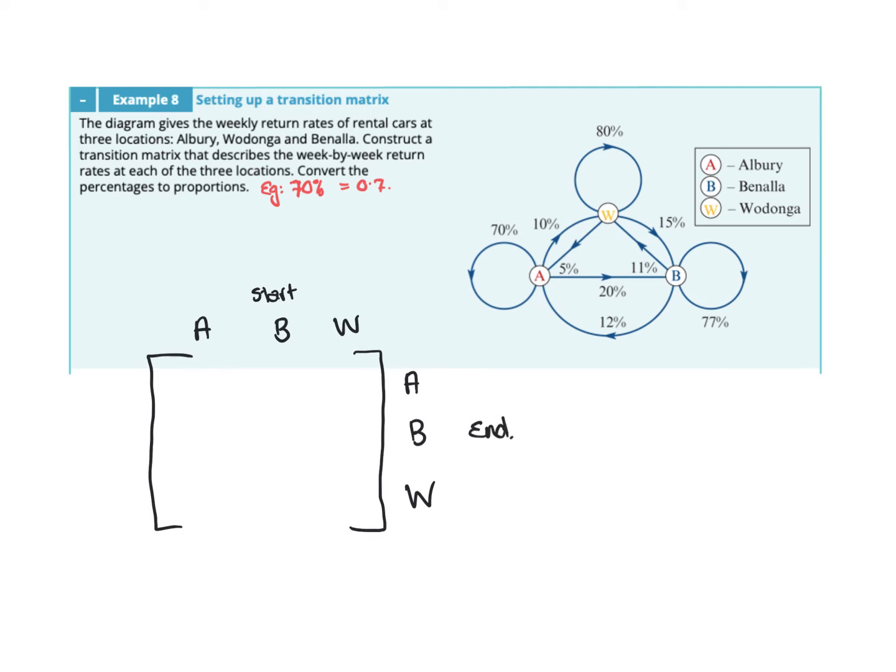As I said, it's always easier to do the ones back to itself first. So I'm going to do this one. A back to A is 70%. So A to A, that's this spot here. Then I'm going to do the B to B. B back to B is 77, so B back to B is this spot. So I'm going to put 0.77. And then the last one, C back to C, Wodonga back to Wodonga is 80%, so 0.80. So I've done those ones. They're often the easiest ways to do. Now let me look at some of the others.